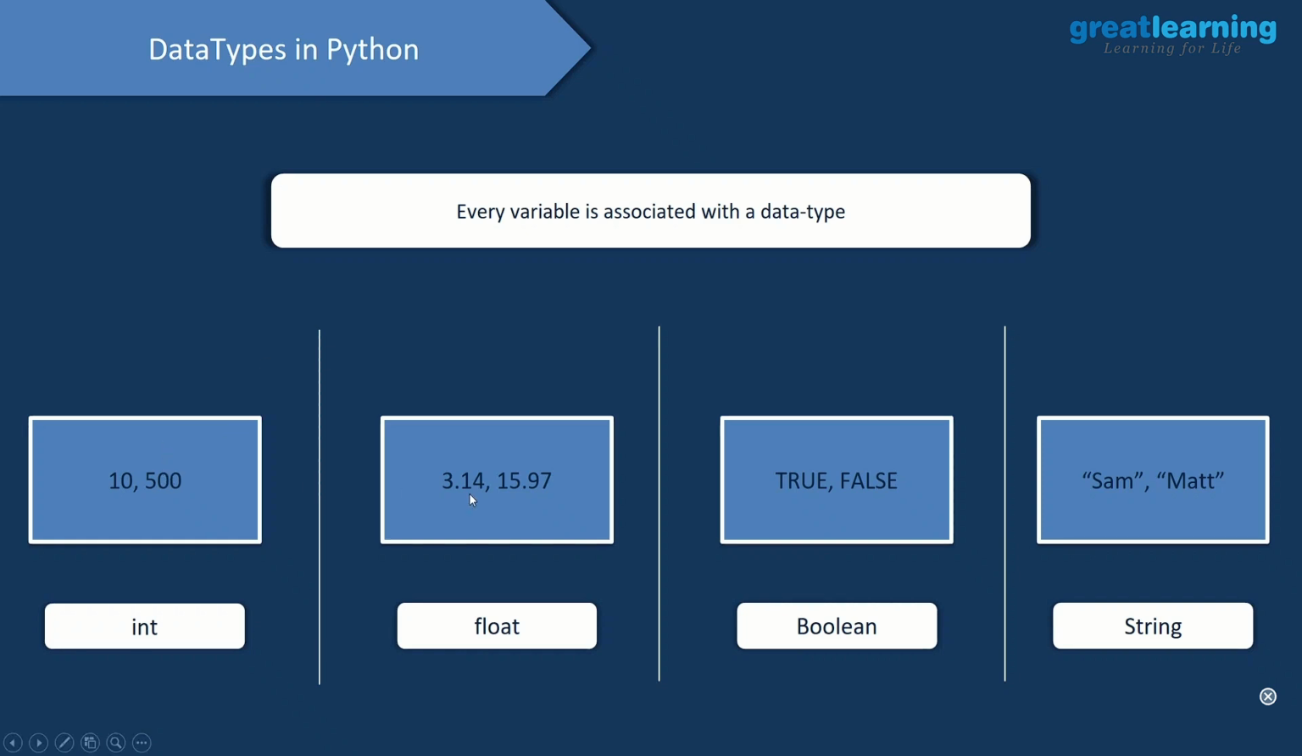And then you can have floating point data. So floating point data is basically numbers which have decimal points. So 3.14, 15.97, -3.879, all of these are floating point numbers. And then you've got boolean values. So boolean values are basically true and false values. And then finally, we've got string type of data, right? So Sam and Matt. So wherever you have characters enclosed in single quotes, double quotes, or triple quotes, that is your string type of data. Okay, let's go to Jupyter Notebook and work with these different types of data.